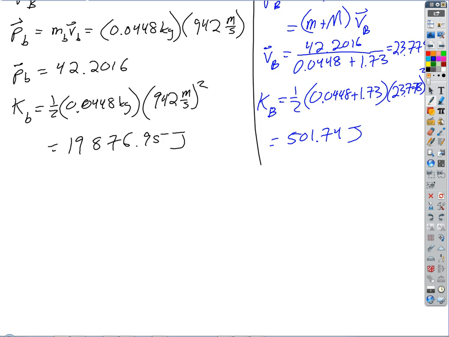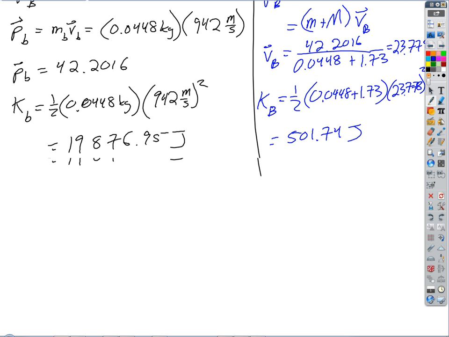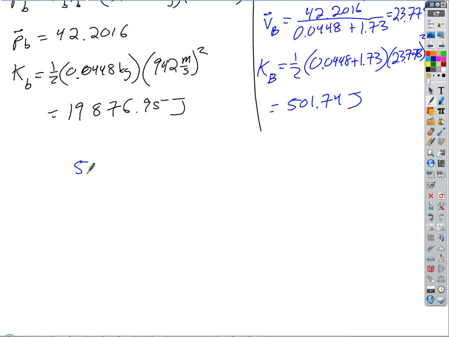Now we want to know what percentage of the kinetic energy is lost. We could just as easily say what percentage of our original kinetic energy is kept, and then subtract that from 100. Does that make sense? So if we take this ratio, 501.74 joules out of an original 19,876.95 joules, is about what percent?